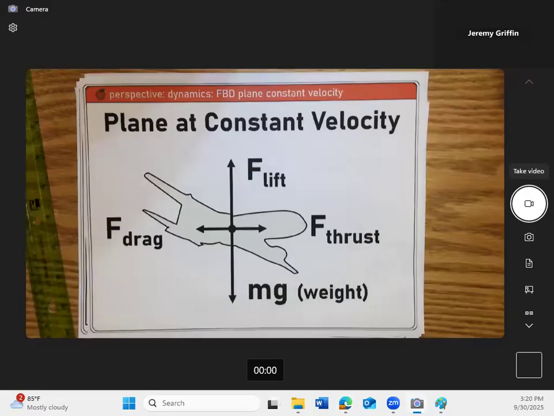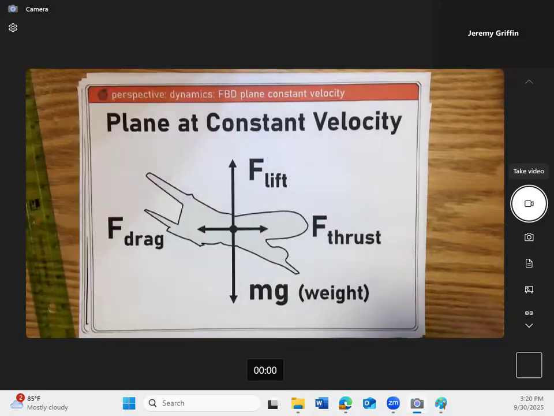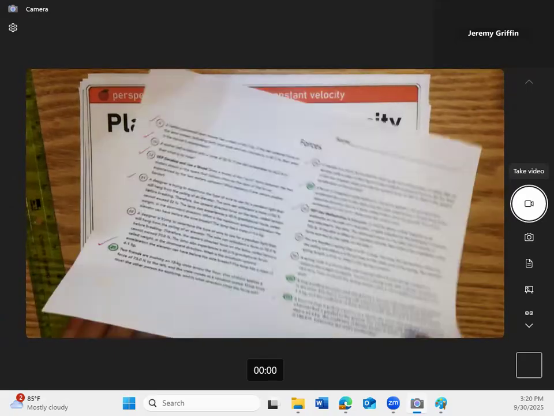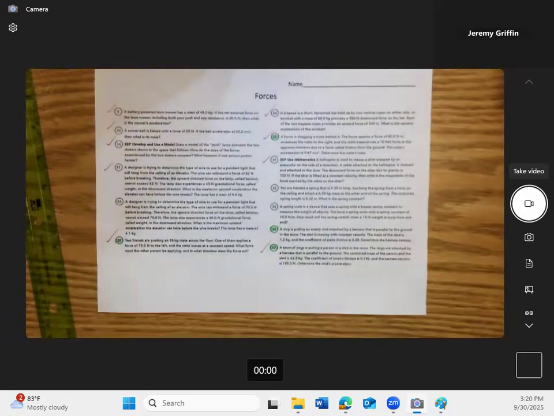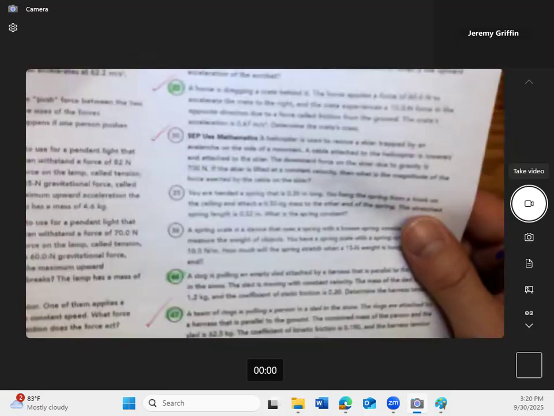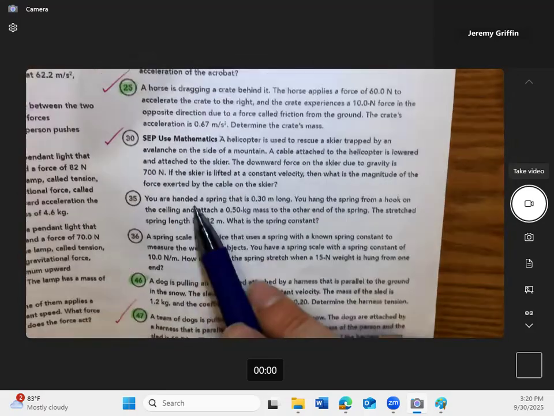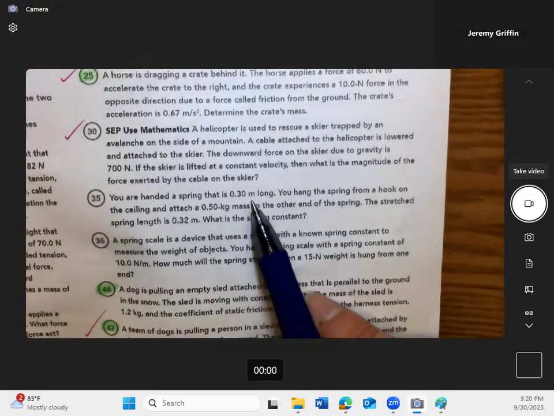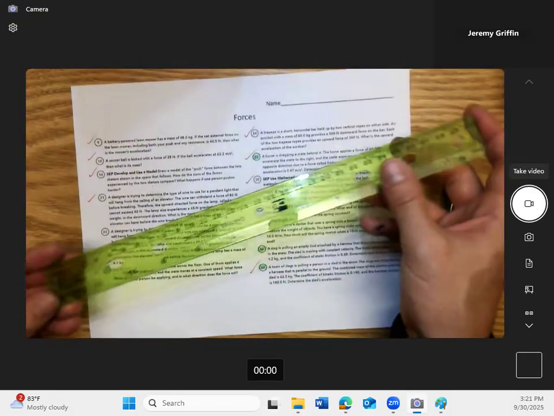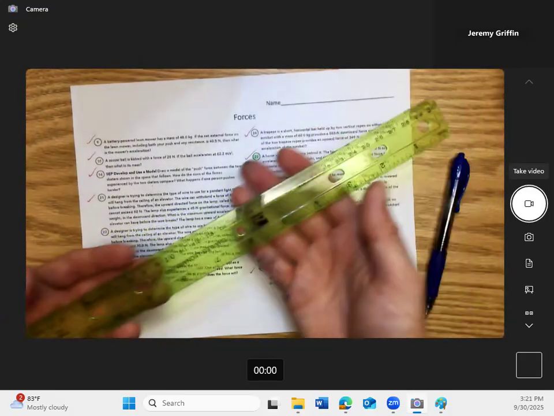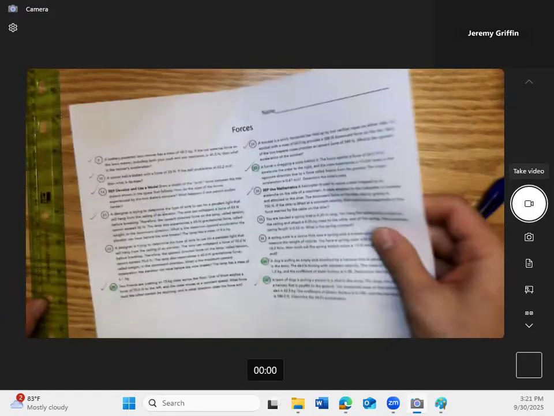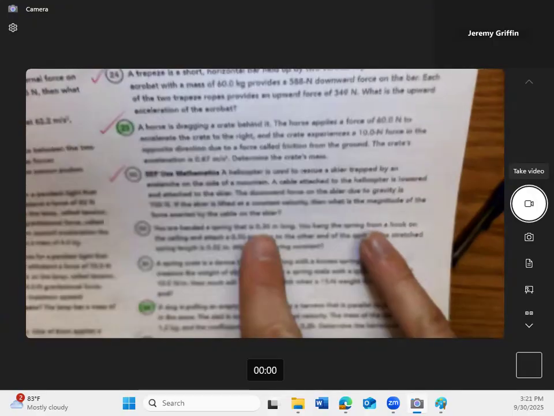Oh yeah. All right, so here we have a few minutes left, so let's knock out just a couple more of these. The last one I did with you guys was number 30. Next one up. You were handed a spring that is 0.3 meters long. Do you guys have an object within reach that's 0.3 meters long? Hey, this is 0.3 meters. Look at that. Your ruler. So you have a spring that's that long.